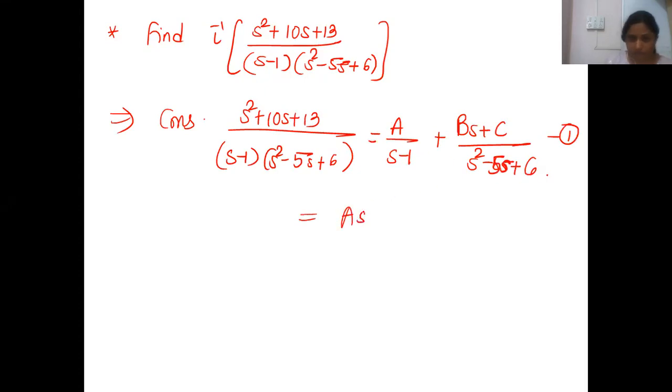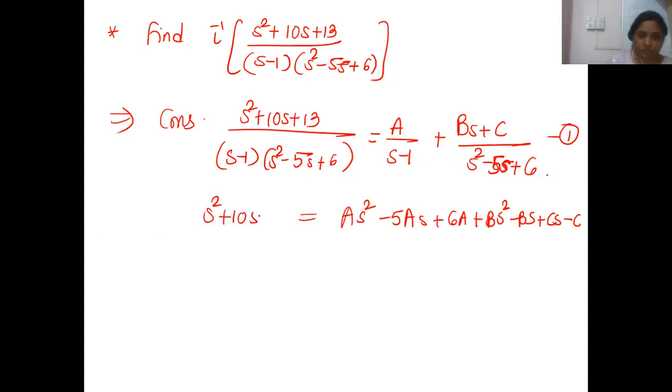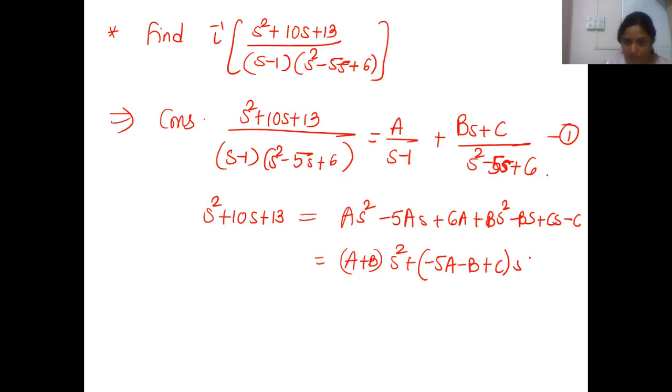So it is A into this. Can I now directly write A s square minus 5A s plus 6A, plus Bs square minus Bs plus Cs minus C. Check whether it is written correctly. Collect the coefficients: (A plus B) s square plus (minus 5A minus B plus C) s, plus constants 6A minus C, is s square plus 10s plus 13.